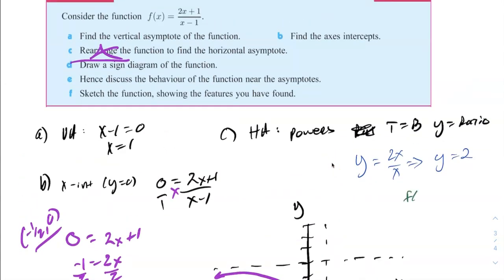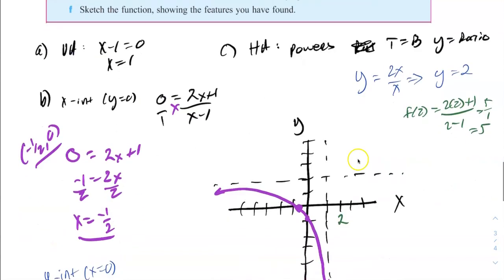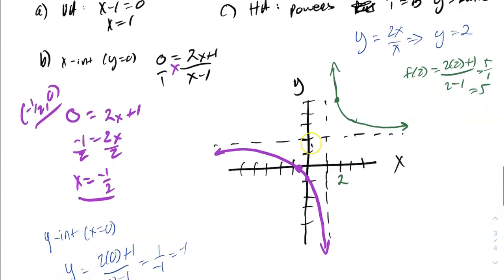So we're going to do f of 2. I'm going to get 2 times 2 plus 1 over 2 minus 1. So I get 5 over 1, so 5. So at 2, I should be at 5 up here. That lets me know my graph should be going like this. Notice that the sketch isn't perfect. But there we go. There's my graph.